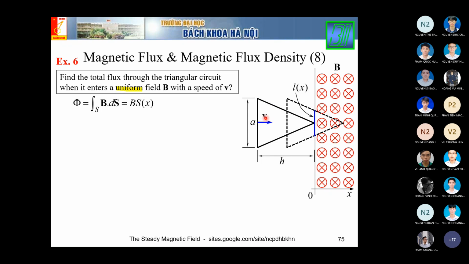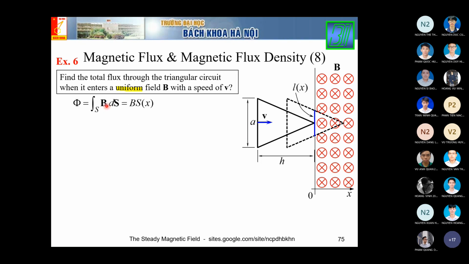When the frame is totally outside the field, phi here is 0. When the frame is totally inside the magnetic field, the total magnetic flux will be B multiplied by the area of this triangle, which is AH over 2. But please notice that when the frame is entering the field, the magnetic flux will increase, like I told you.